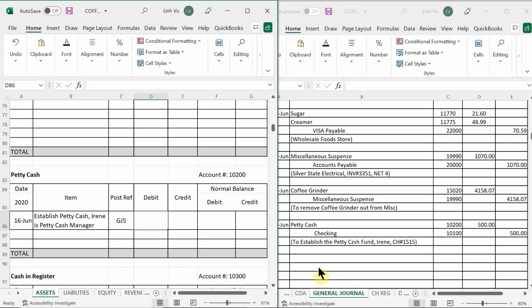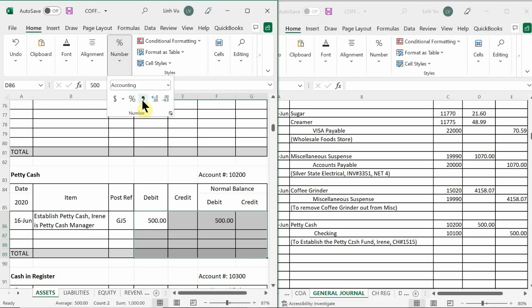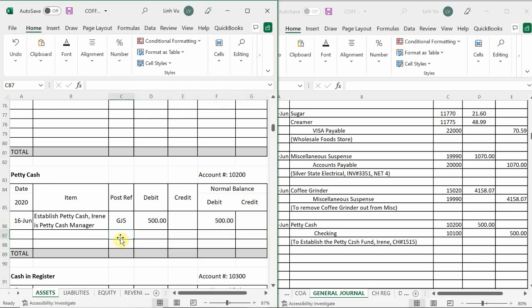So how much is going to be in my petty cash account? $500. So that means no matter what happens, if Irene is going to be in charge of it, she needs to make sure that there will always be $500 or $500 worth in there. So if there's a whole bunch of receipts, it has to equal $500. Okay?